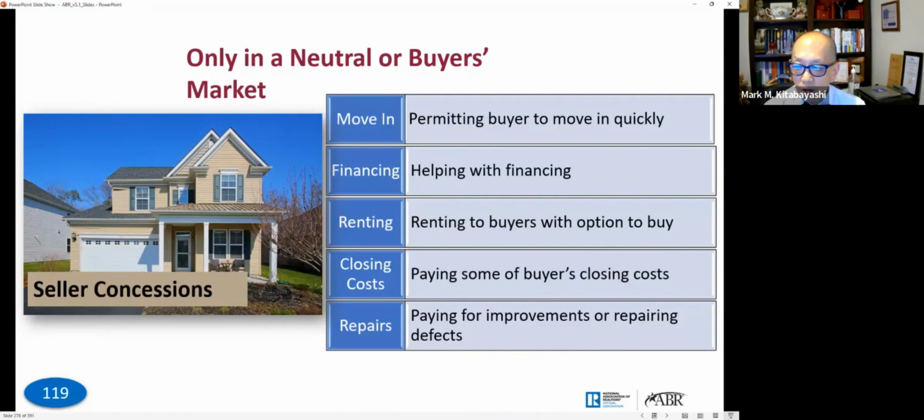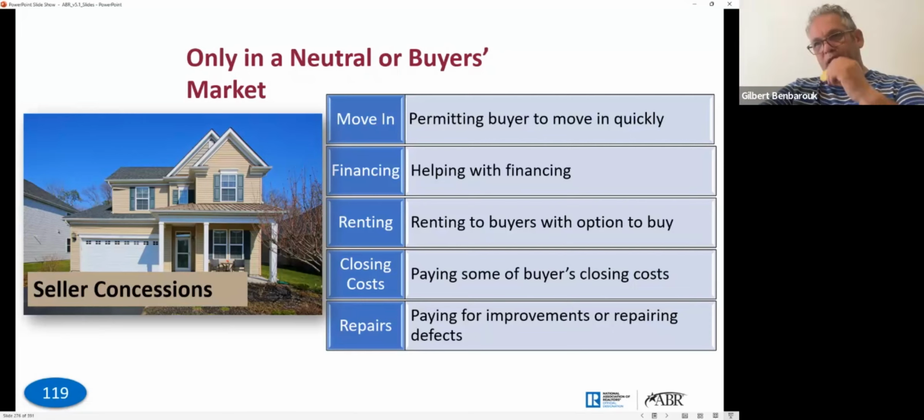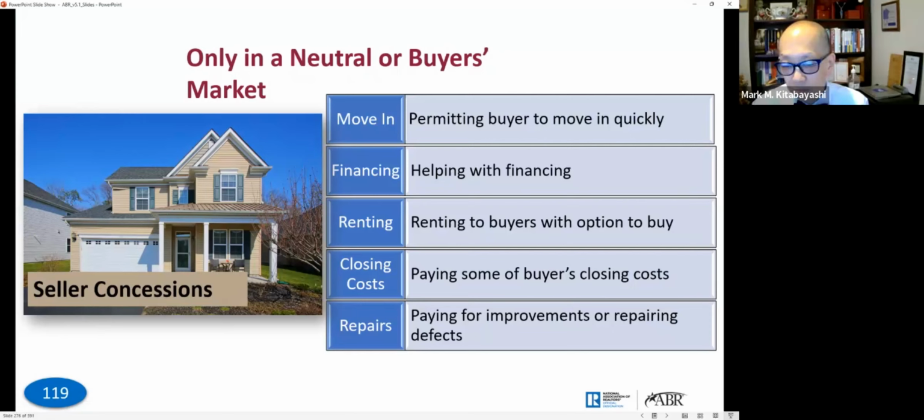Only in a neutral and buyer's market do you consider permitting the buyer to move in quickly, helping with the financing, and seller concessions, right? Renting to the buyer with an option to buy, paying some of the buyer's closing costs. They might do more repairs or give a credit for repairs if it's a buyer's market. It doesn't work in a seller's market.